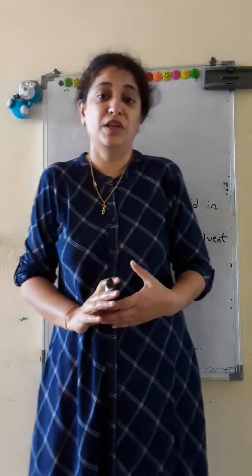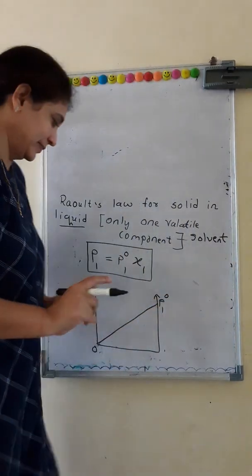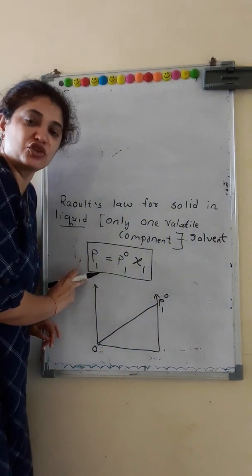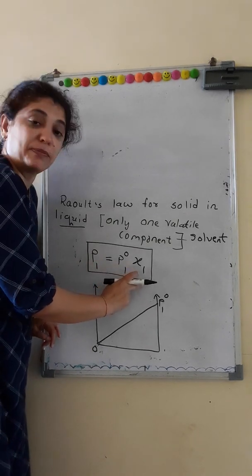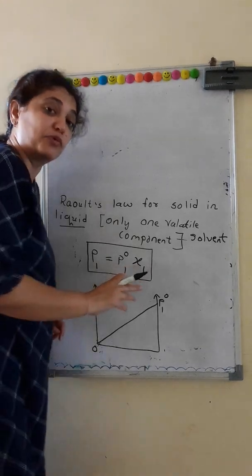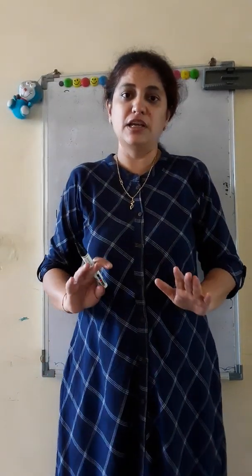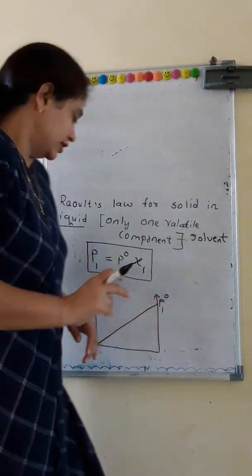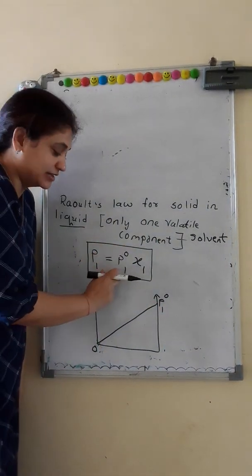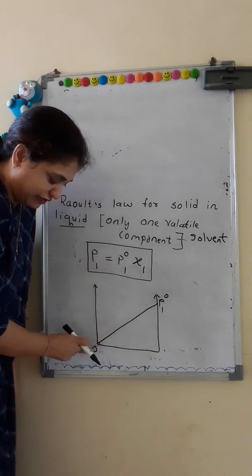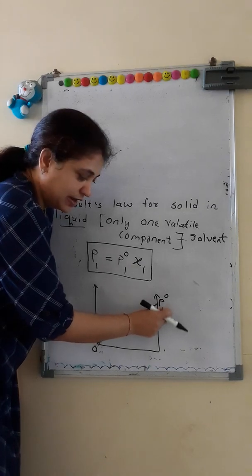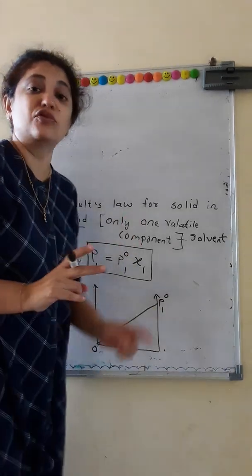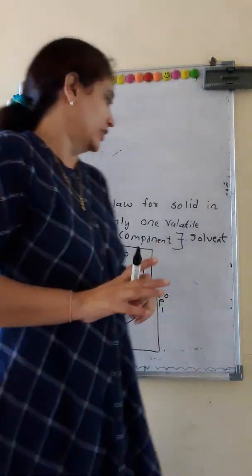So for a solution which contains only one volatile component, Raoult's law states that partial pressure of the volatile component of the solution is directly proportional to mole fraction of the volatile component in the solution. So here solute does not play its role. So mathematically it can be written as P1 is equal to P01 into chi1. And when we plot a graph it will be like this. Maximum of solution will be P01, that is pure liquid component 1, that is solvent.